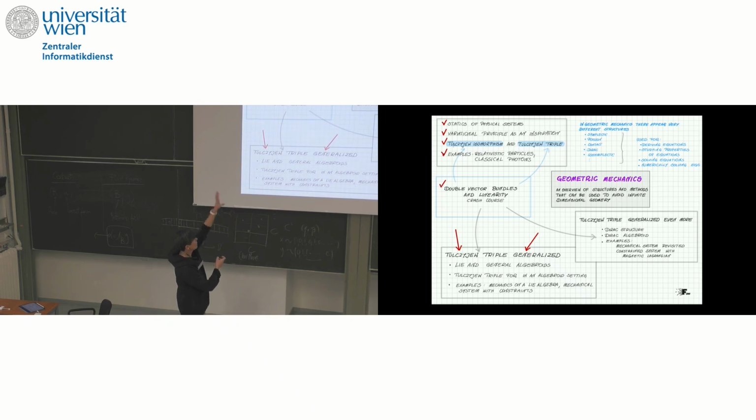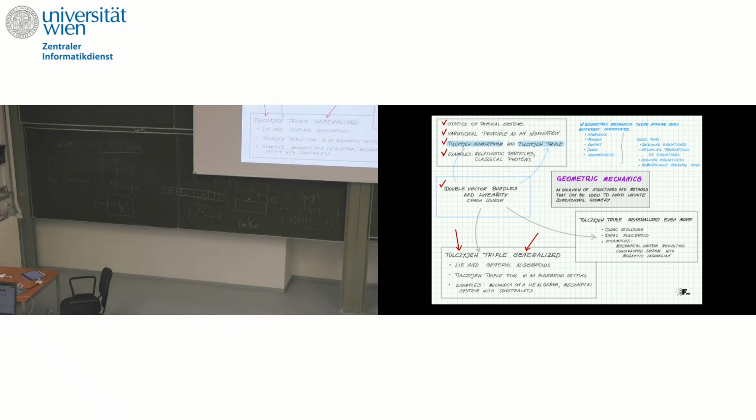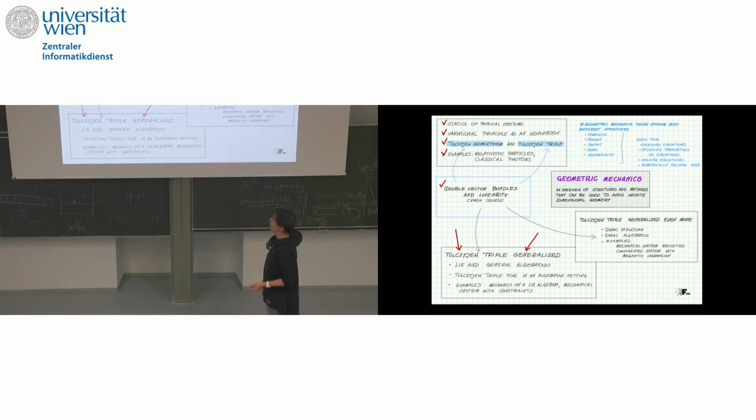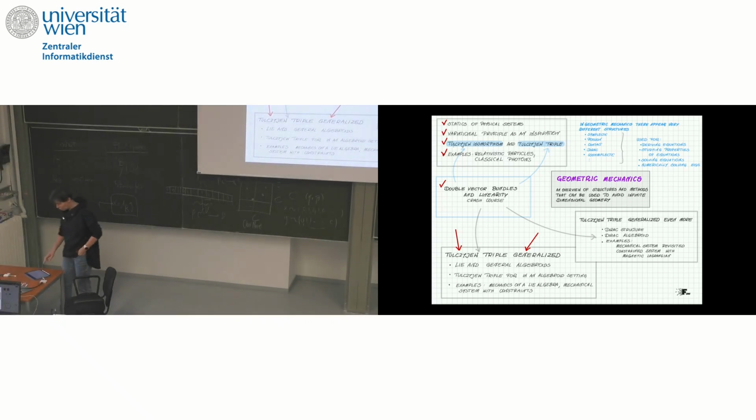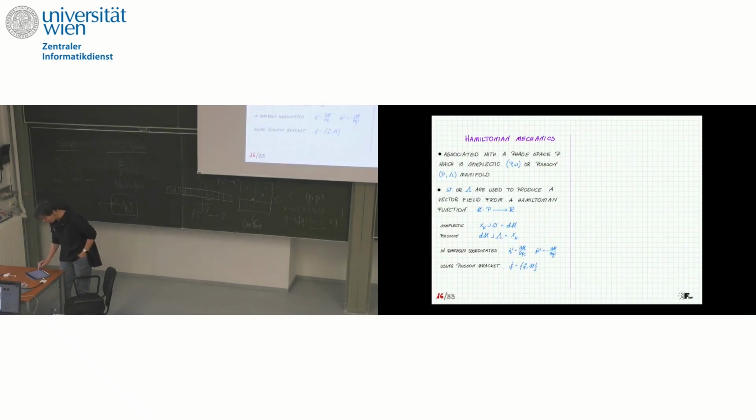Start with somewhere in the middle of this diagram. What we did, we arrived at the generalized Tulczyjew triple, which means that we started to consider mechanics on algebroids, with an example of mechanics on Lie algebroids, and I will remind you shortly what it was.